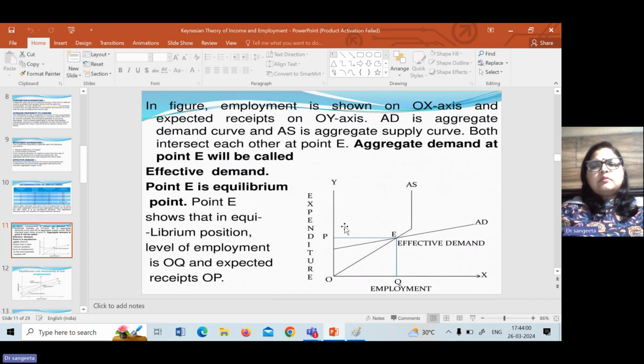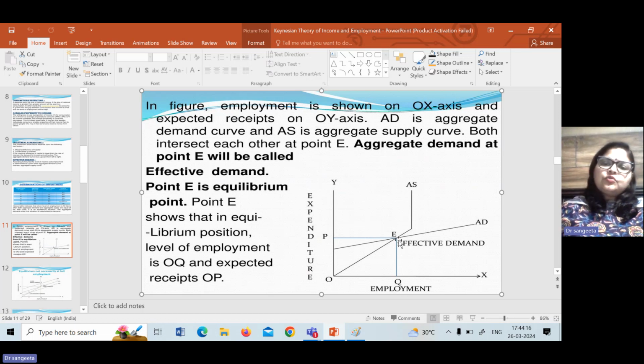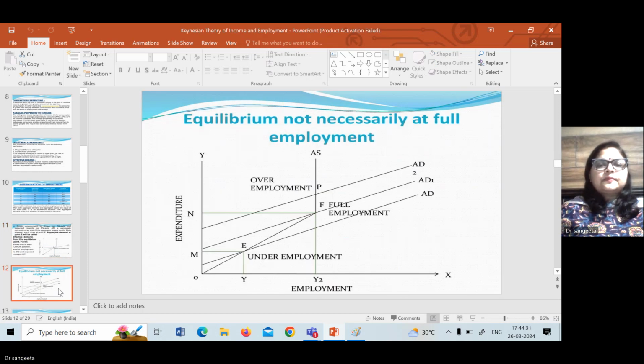Next is the diagram of the concept. On the OX axis we have employment trend, and on the OY axis we have expenditure. AD is our aggregate demand and AS is our aggregate supply. Where these two lines intersect, it is the effective demand. Effective demand is where aggregate supply and aggregate demand meet. At point E, here is the price setup for the commodities. You can see the equilibrium level.